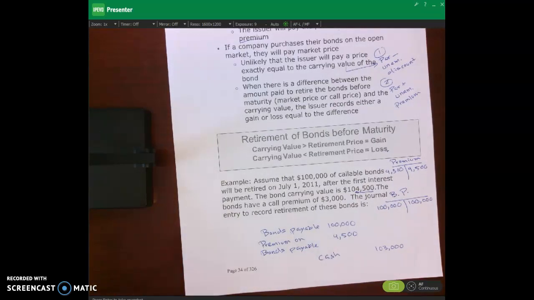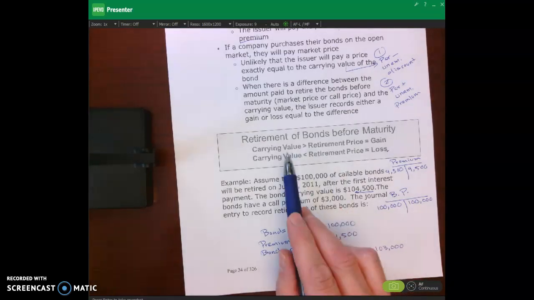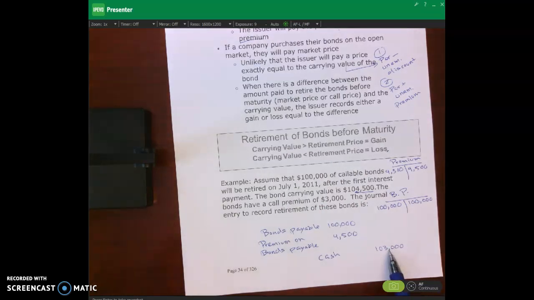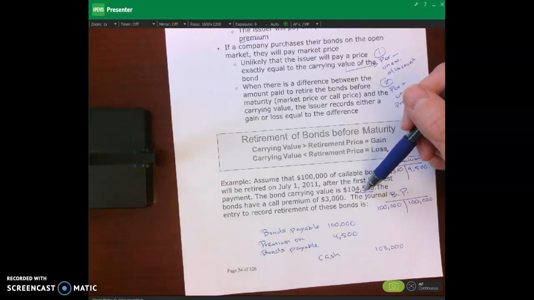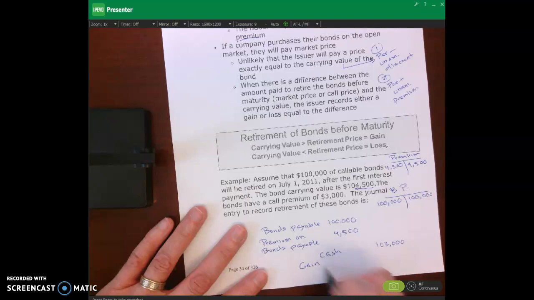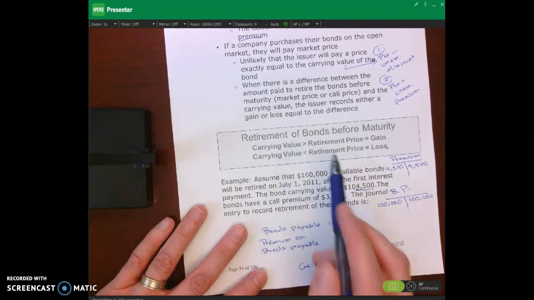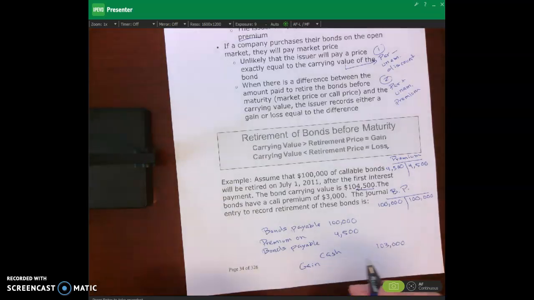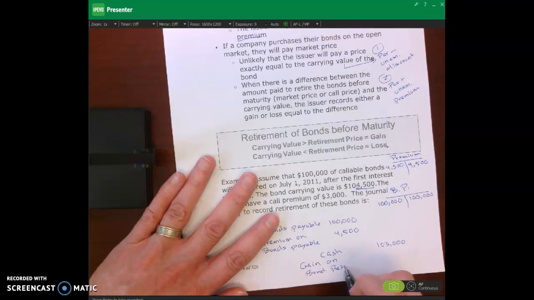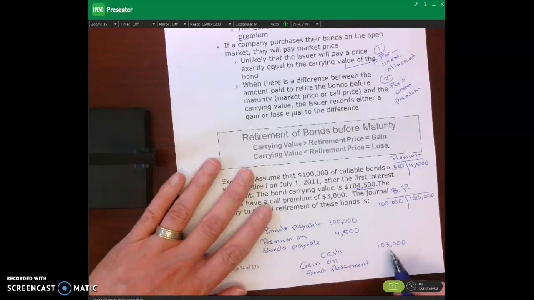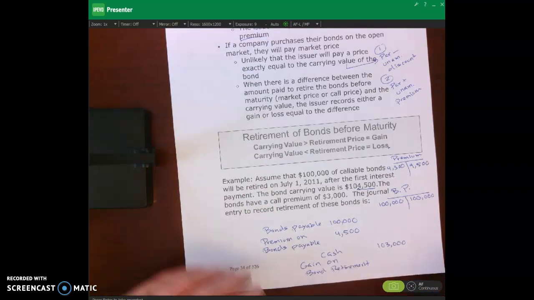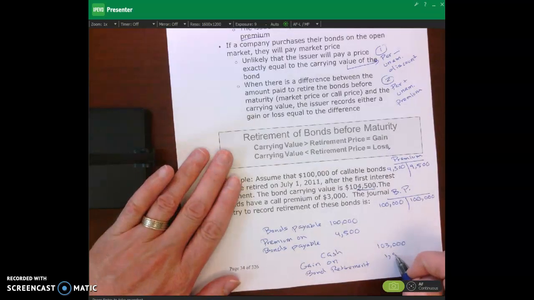Okay? We're almost done with our journal entry, but we're missing one thing: gain or loss. Now, if we look over here, we can look at our carrying value versus our retirement price. 103 is our retirement price. What is our carrying value? 104,500. Therefore, we have a gain because the carrying value is more than the retirement price. Gain on bond retirement is equal to the difference between the price and the carrying value: 104,500 minus 103,000 gives us $1,500.